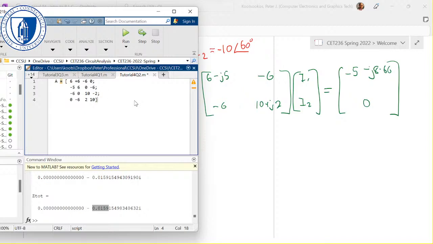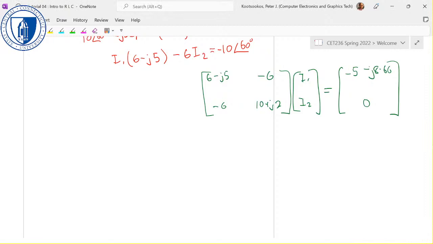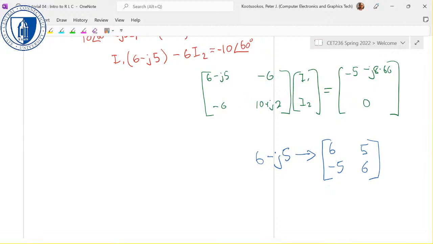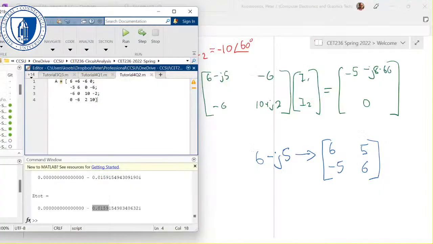Right, so remember the trick was to replace 6 minus J5 with a 2 by 2 matrix, 6 minus 5, 5, 6. Okay, and I think I've got the right. Oh, I got the wrong number there. That should have been a plus 5, not a plus 6. Let's just check I've got everything else right. It seems okay.